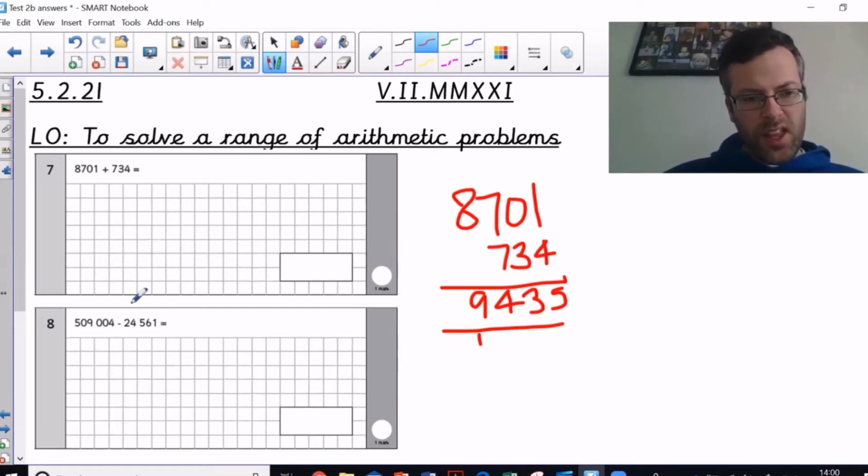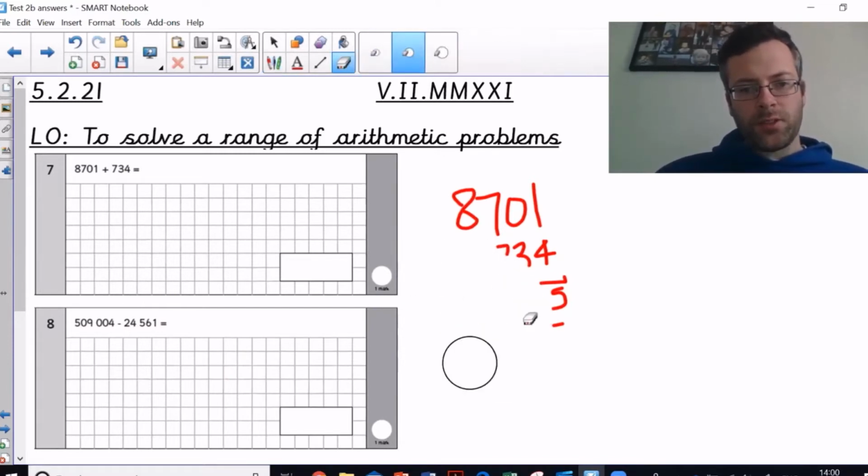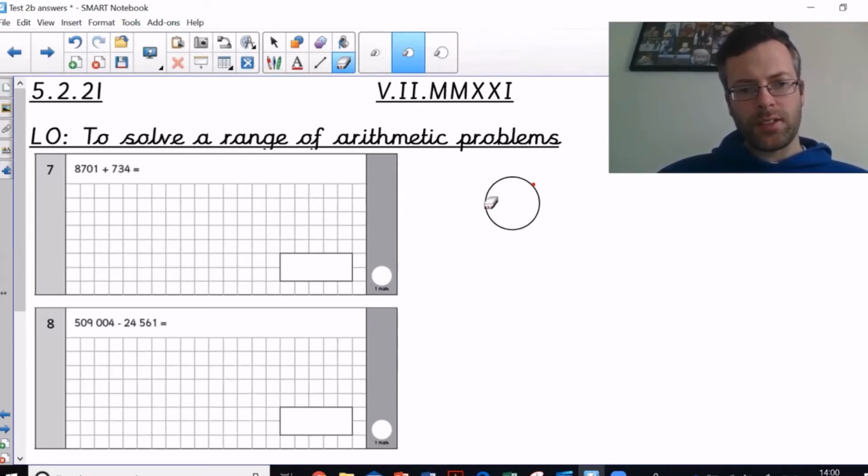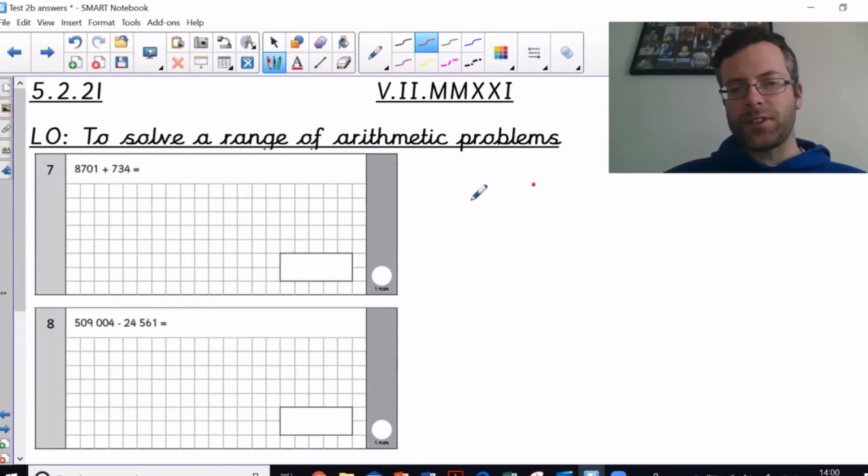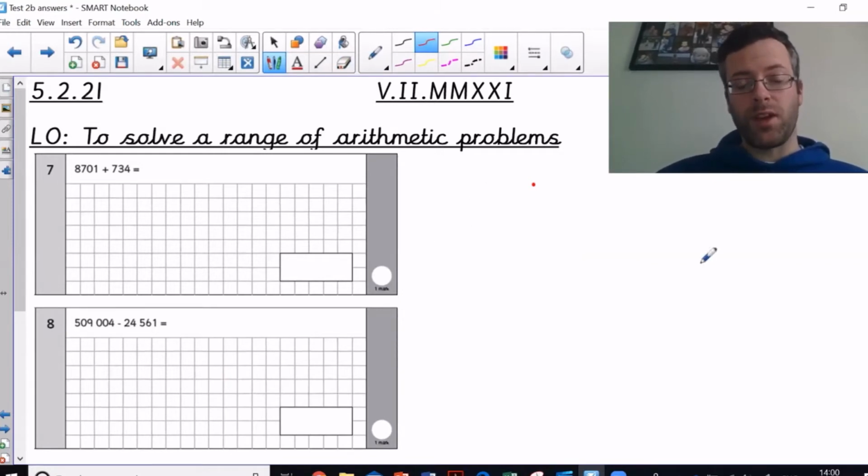Next one. That's horrible. 509,004 take away 24,561. Now, I've said before, I really don't like doing subtraction written methods when there's loads of zeros. So I'm going to be controversial. I'm actually going to count on.